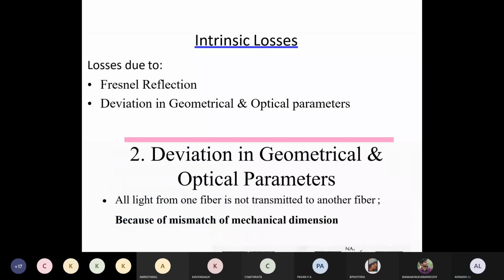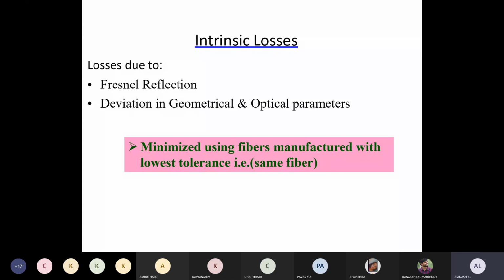Okay. So, as a conclusion of the intrinsic losses, these intrinsic losses are due to the Fresnel reflection and deviation in geometrical and optical parameters. Why the name intrinsic? Intrinsic means inside. So the problems that happen inside the fiber cable are called intrinsic losses.